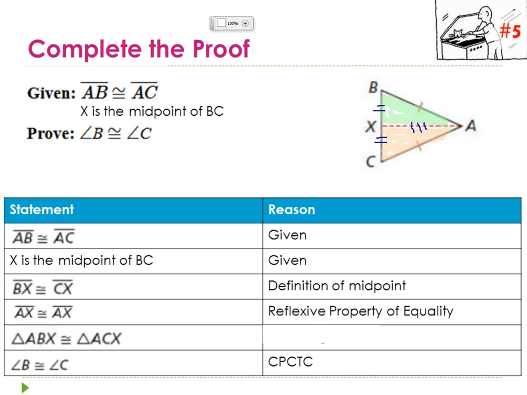So I can now prove that these two triangles are congruent because side, side, side. Three sides are congruent. So again, since those three sides are congruent, we can conclude that those corresponding angles are congruent as well. We can conclude that angle B is congruent to angle C because the corresponding parts of congruent triangles are congruent.